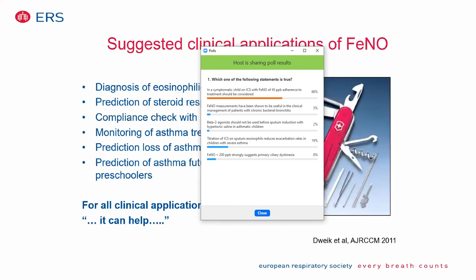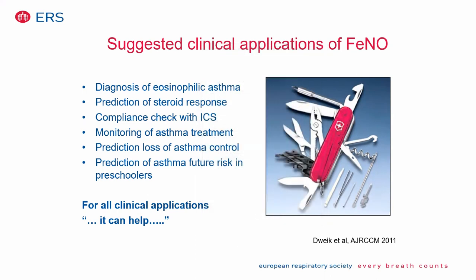So the measurements of FeNO can be used in several ways, especially in the management of allergic asthma. But it's not just the measurement of FeNO alone that will tell you if you have good control of your asthma, or if you should change treatment. So it's really just one of the tools, like a Swiss Army knife, that will help you, like a puzzle piece, to adjust your treatment or to make a diagnosis.